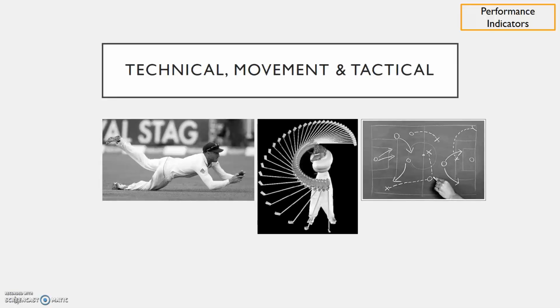Technical, movement, and tactical. These are three factors that can be observed during notational analysis. Technical analysis. Technical analysis is the observation of technique, both successful and unsuccessful, being quantified, typically shown as a percentage or a frequency. Technical analysis looks at the performer's skill and ability to achieve during games.